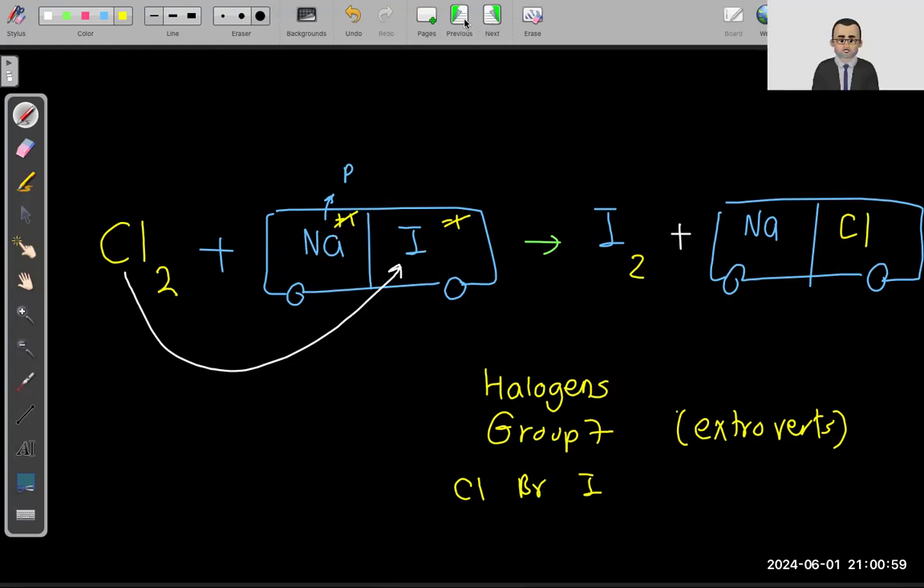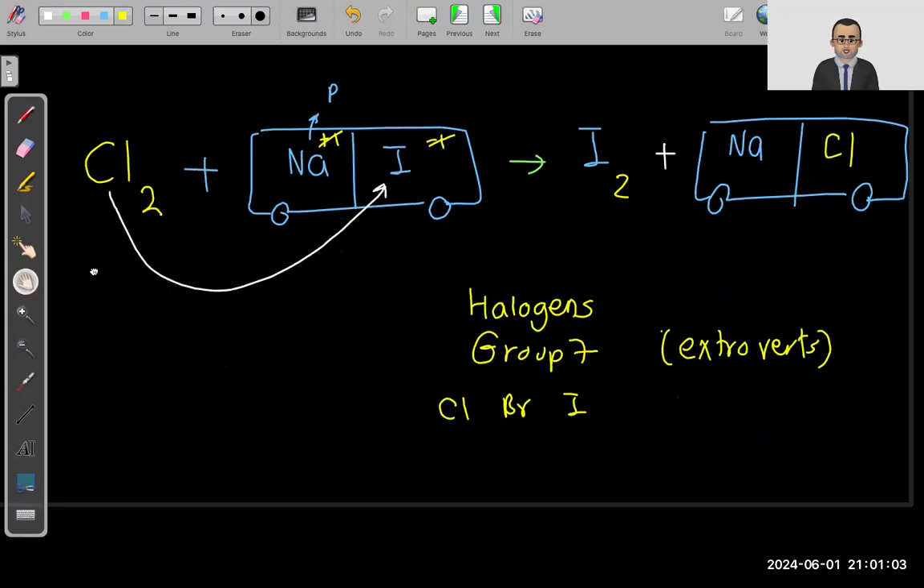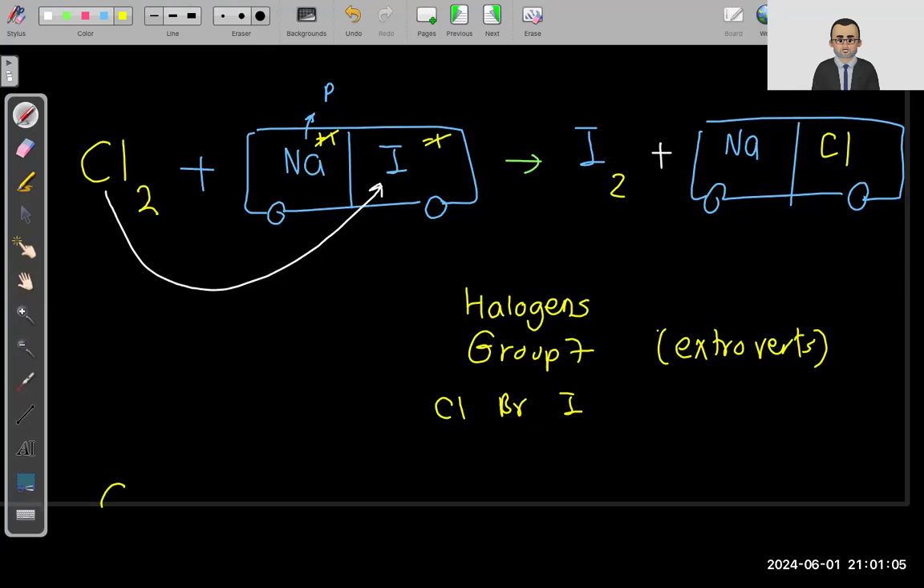So let's try to write the equation in the same way. Let's try to change this one into an equation and write it down. This is Cl2 reacts with NaI. What is the product? Is it spontaneous or non-spontaneous? Can it happen or will it not happen? It will happen. Why?